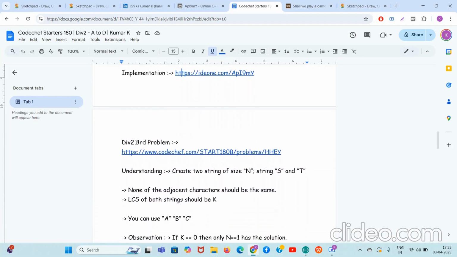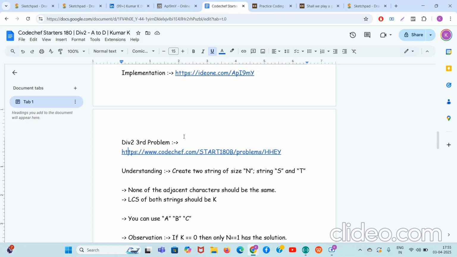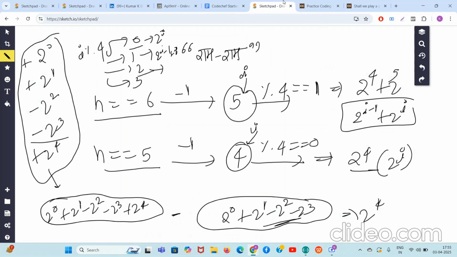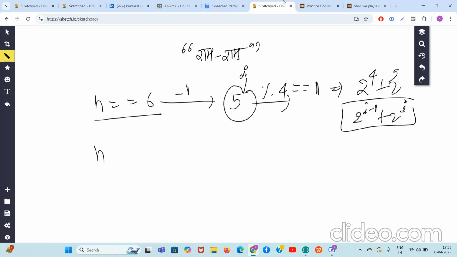Let's go to the third problem. Now this is also hell tricky, but still you can get it done. Easy, right? So guys, they're saying that, hey bro, just construct two strings, and none of the adjacent characters in both the strings should be same, and the LCS of both the strings should be k. You can use a or b or c. Okay. So guys, they are saying that I will give you some n and I'll give you some k.